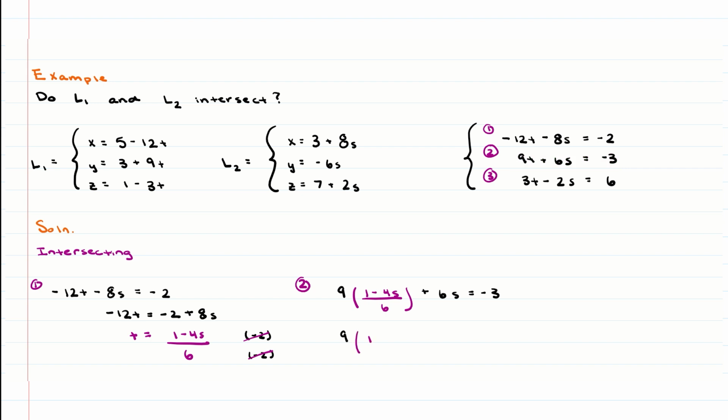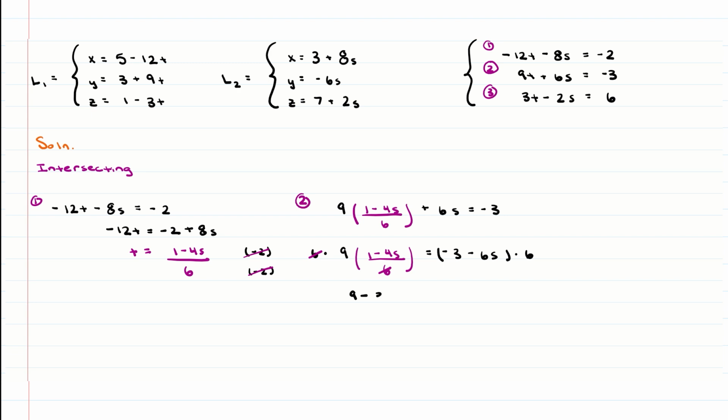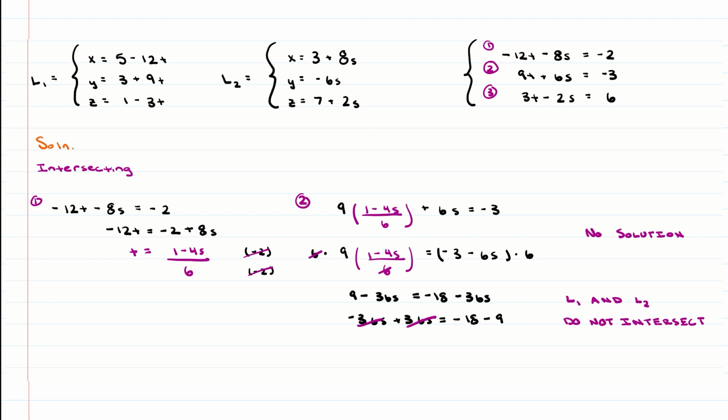So I'll subtract 6s from both sides. And then I'll multiply both sides times 6 to get rid of that 6 in the denominator. Then this will give us 9 minus 36s equals negative 18 minus 36s. So now let's get all of the s's on one side of the equal sign. And notice on the left-hand side of the equal sign, we have negative 36s plus 36s, and that's just going to give us 0. So that means this system of equations has no solution, and therefore these two lines, L1 and L2, do not intersect.